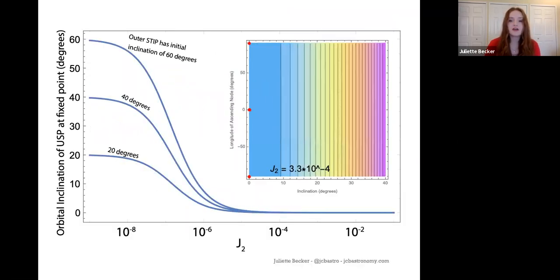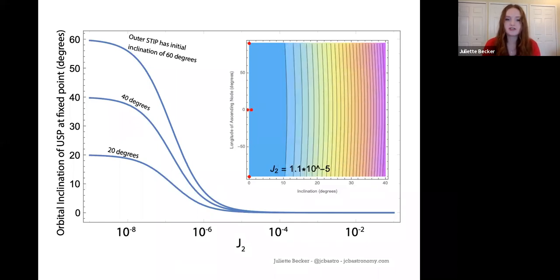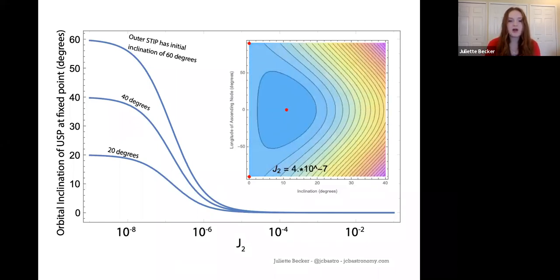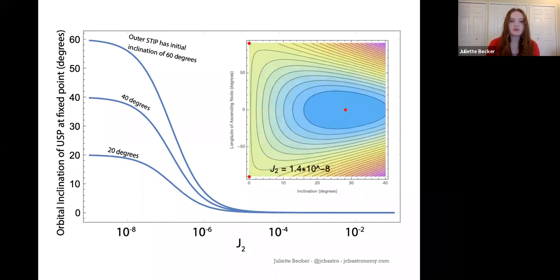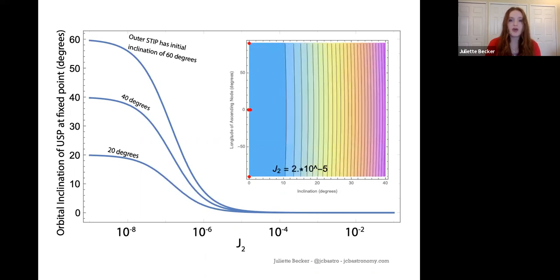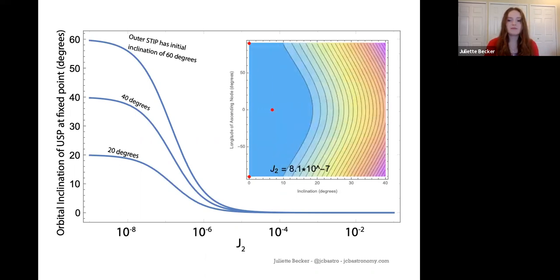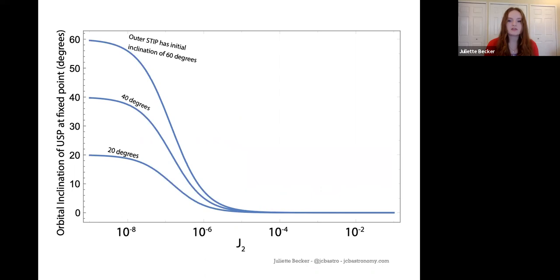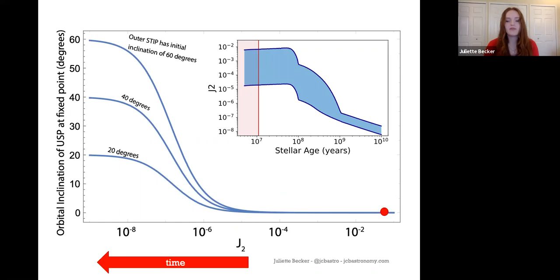So we can take this animation and turn it into a plot so we can actually see what's happening. On this plot, I have plotted the orbital inclination of the ultra short period planet as compared to the stellar J2. If we were looking at the evolution of a single planet, you'd start in the outer system where the J2 is high. So see the red point there. And then as time goes on, you would move to lower J2. And as the stellar quadrupole moment decays, you would decouple from it and couple with the planetary system.